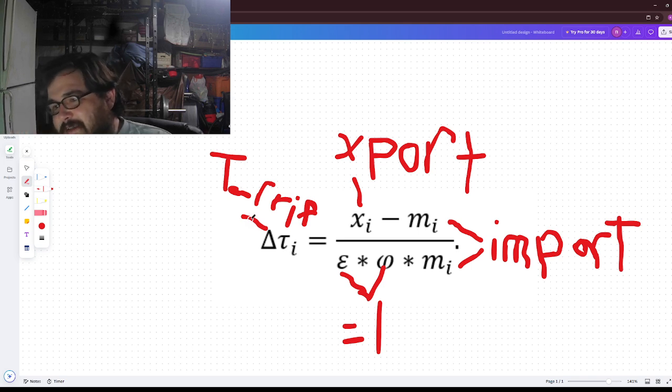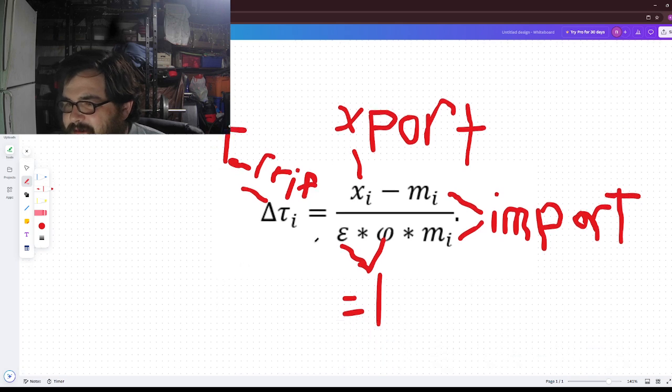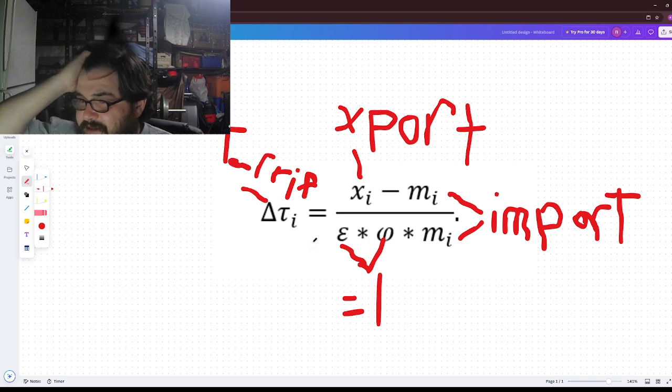So exports minus imports means if we're sending them more than they send us, we're going to have a positive number. If they send us more than we send them, this final number is going to be negative. I think probably it would have been smarter if they'd done MI minus XI, but whatever. Anyways, the negative number is made positive when they do tariffs because you can't have negative tariffs. That's not how that works.